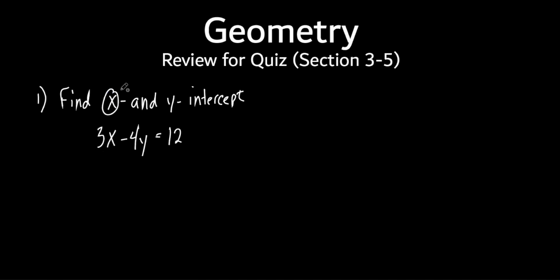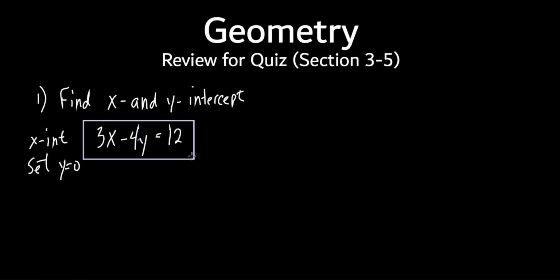Does anybody remember how you find the x-intercept? You set the y equal to 0. So let me write that right here. To find the x-intercept, you set the y equal to 0. Set what y equal to 0? The y in that equation right there. So you're going to make this a 0. So it's 3x minus 4 times 0 equals 12. Well, 4 times 0 is 0. 3x equals 12. Divide both sides by 3, and x equals 4.